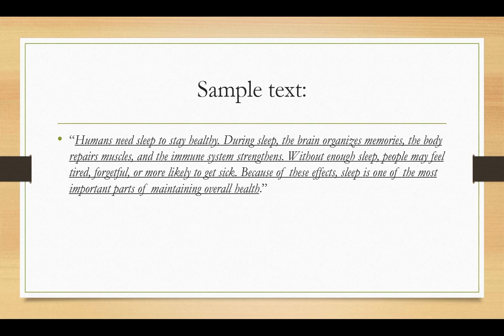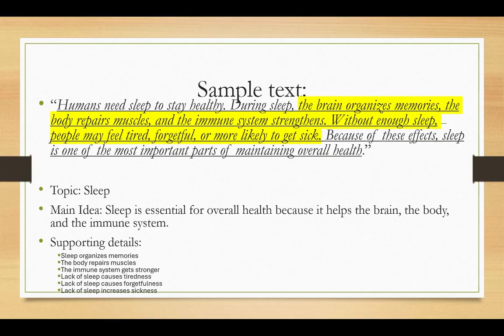Alright, so basically, the topic is sleep. I think that was pretty obvious, but okay. The main idea itself was sleep is essential for overall health because it helps the brain, the body, and the immune system. Some supporting details that we used to find the main idea were sleep organizes memories, the body repairs muscles, the immune system gets stronger, lack of sleep causes tiredness, it can cause forgetfulness, and it increases the likelihood of sickness.